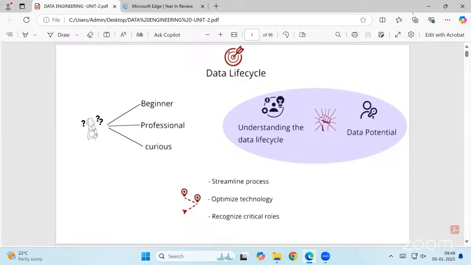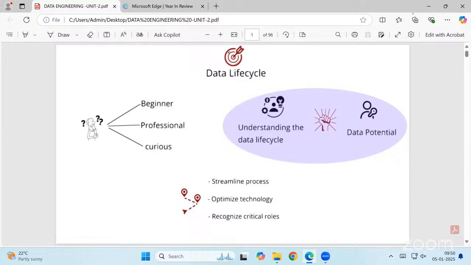So first, why should we understand the data life cycle first? The reason is, if you unlock the data and its potential, it is helpful for people to take decisions to run their businesses.